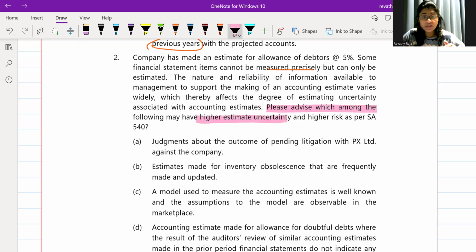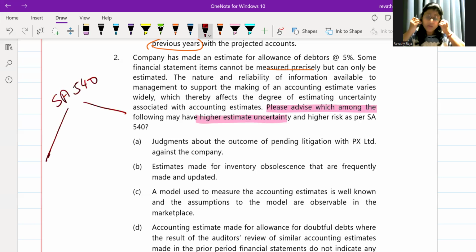Those who have class notes, Divya, you're right. Those who have class notes, can you take SA 540? Whenever you come for discussion, just keep the notes with you.